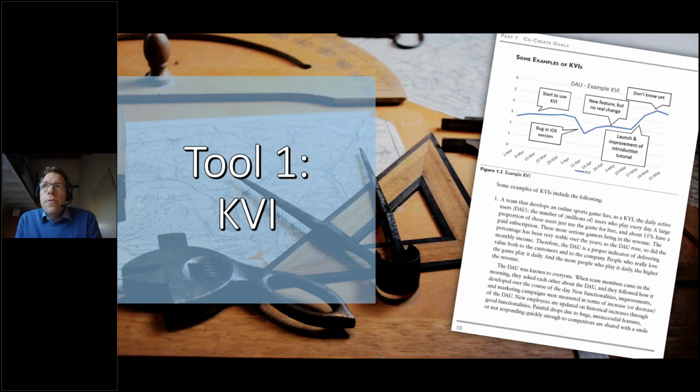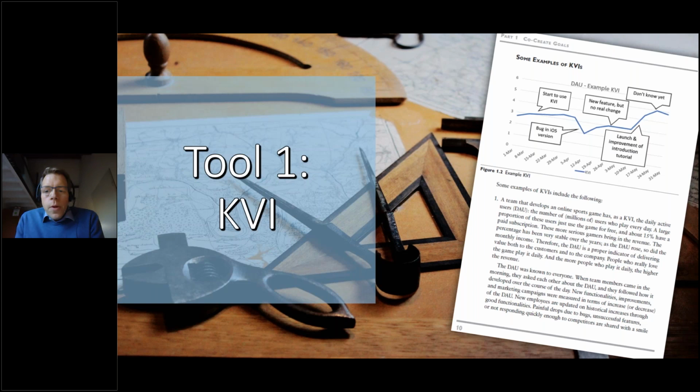And they could actually show this trend line, as illustrated in the book, on how the KVI evolved during the months and years. And this KVI really helped the teams in setting priorities, making decisions, and when they entered the building in the morning, everybody was asking about the current level of DAU, what it was doing, and how the improvements of the last week were influencing this metric positively or negatively.